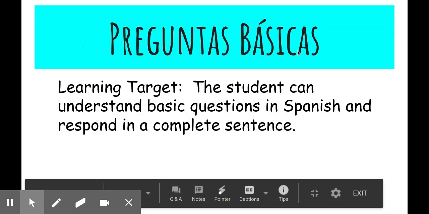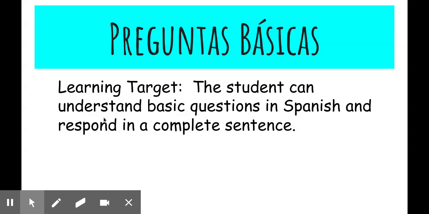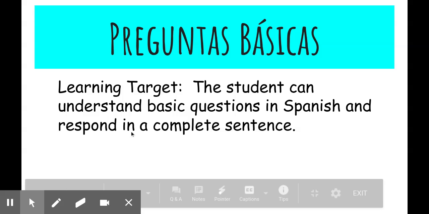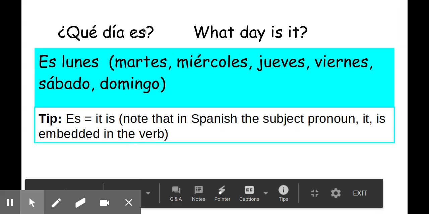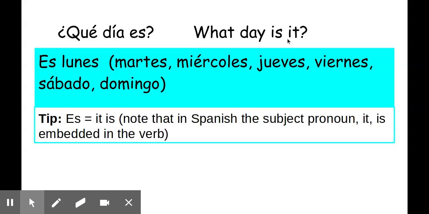Preguntas Básicas. Learning target. The student can understand basic questions in Spanish and respond in a complete sentence. ¿Qué día es? What day is it?